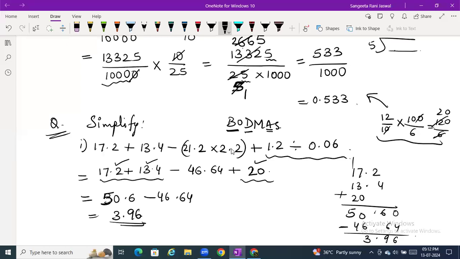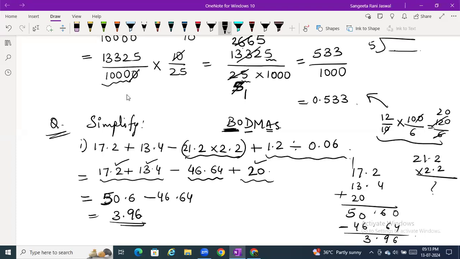Huh? Ma'am, I didn't understand, ma'am. Which part you didn't understand? Ma'am, to understand this, first we will solve the bracket. You didn't understand this? Yes, ma'am. Why do we solve the bracket first? Because we have B for bracket. Okay, ma'am. So whatever is written inside the bracket, we will solve that first. So when you multiply this by 2.2, you get 46.64. Okay, you can multiply and check.